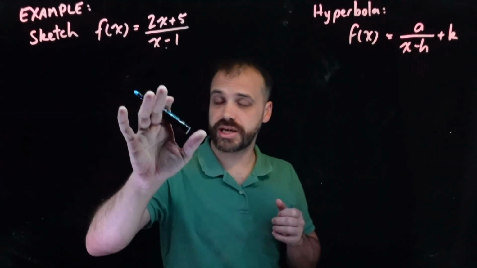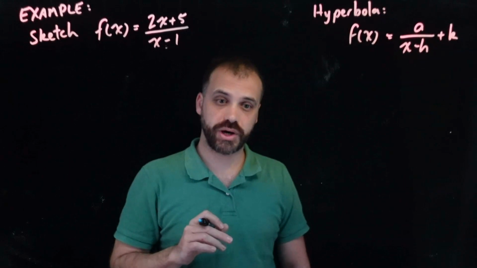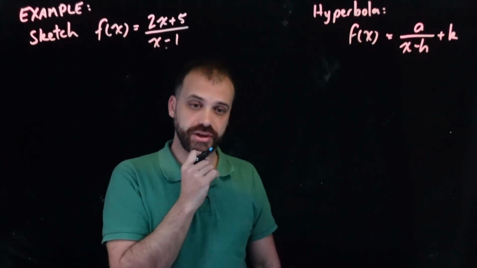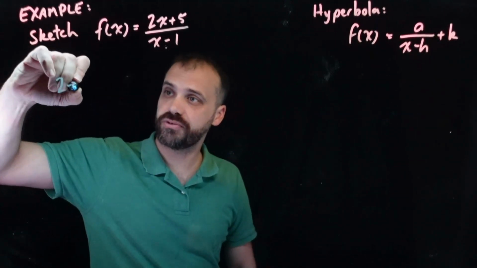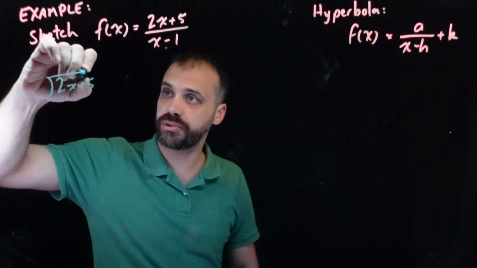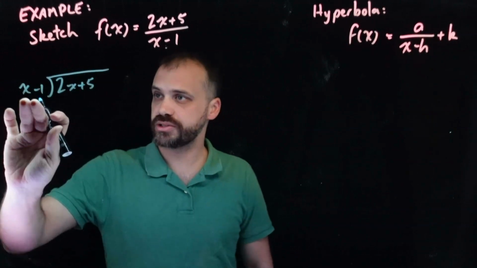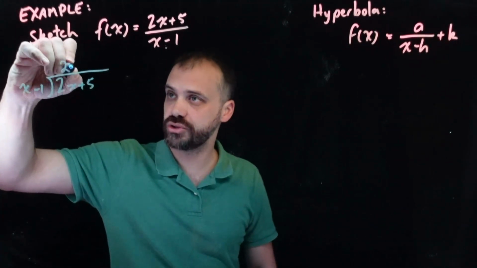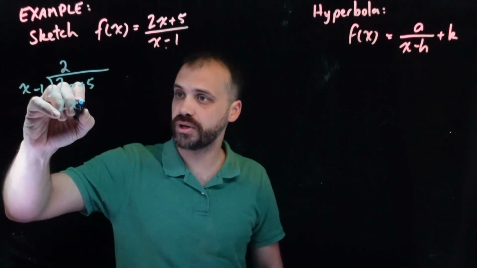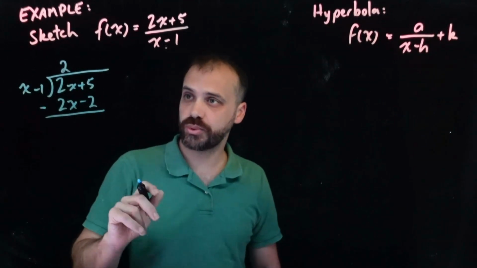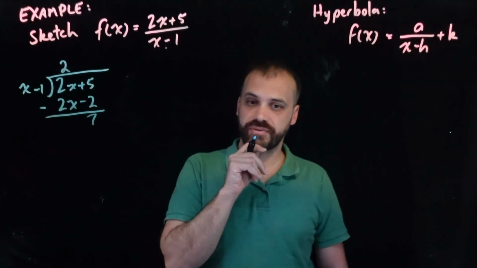So let's think about what this actually says. 2x plus 5 divided by x minus 1. We're dividing one function by another. Polynomial division. So 2x plus 5 divided by x minus 1. Okay. 2x divided by x is 2, and that gives me 2x, and then 2 times negative 1 is negative 2. Subtract one from the other, 5 minus negative 2 is 7.